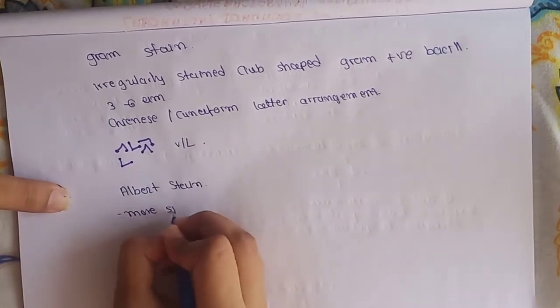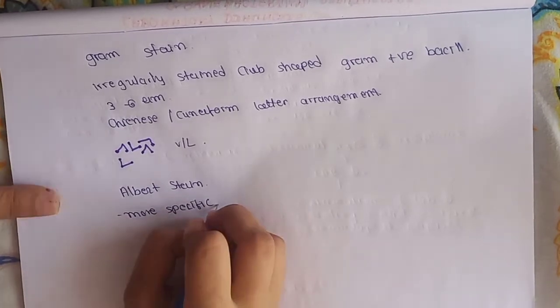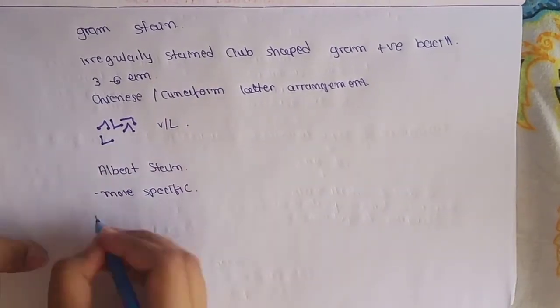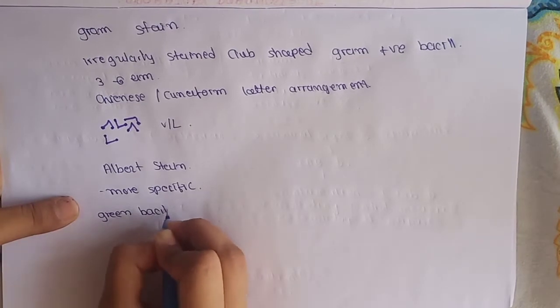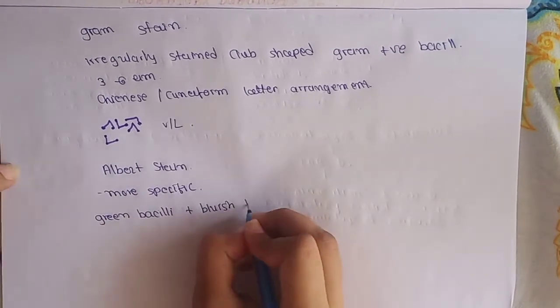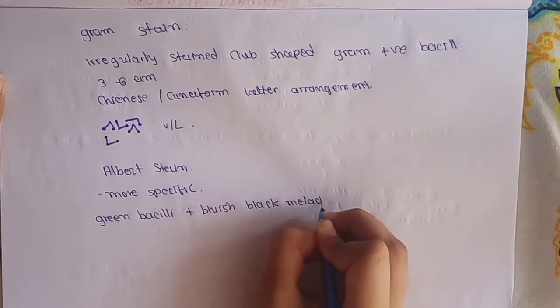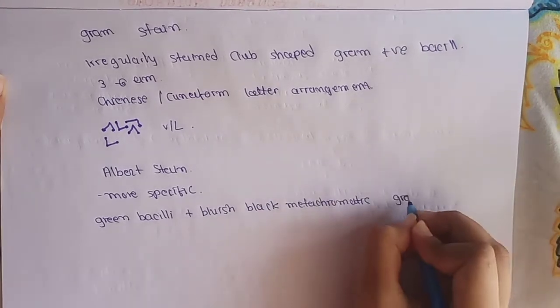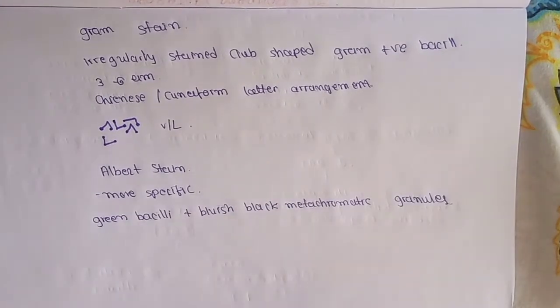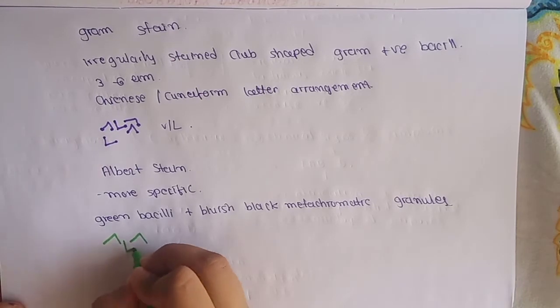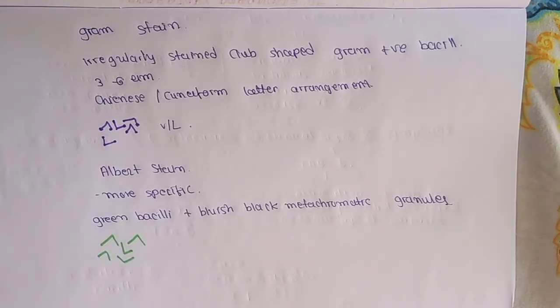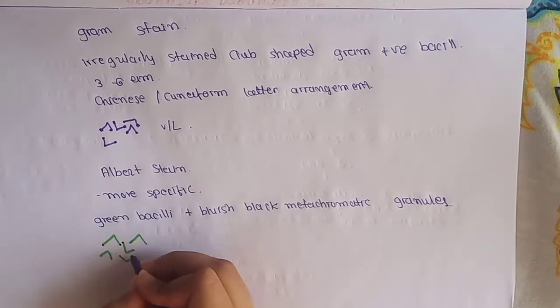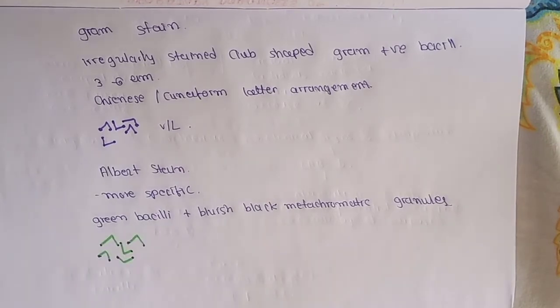Now Albert stain is more specific because we can differentiate Corynebacterium diphtheriae from other commensals of Corynebacterium. In Albert stain it will look like green bacilli plus bluish black metachromatic granules. And we know that metachromatic granules are present at the end of their poles. So it will look like green bacilli with bluish purple metachromatic granules.